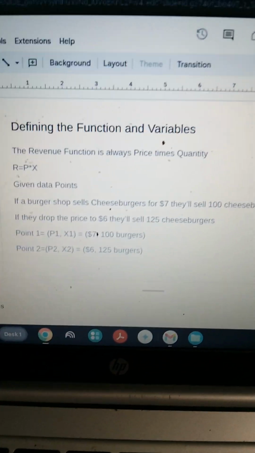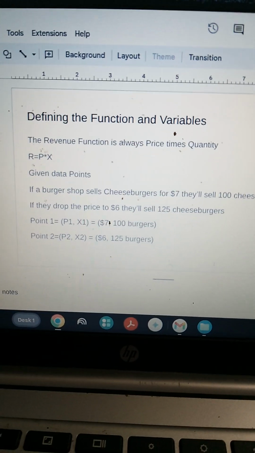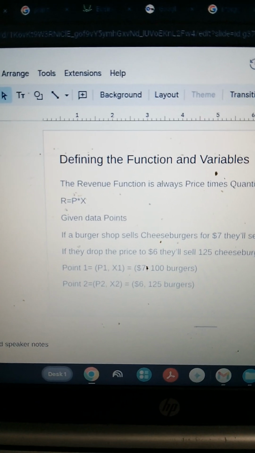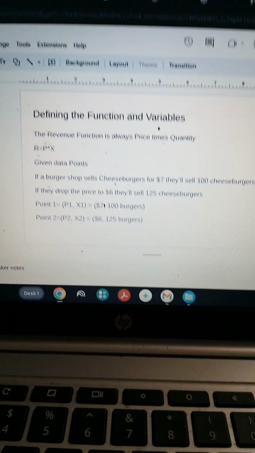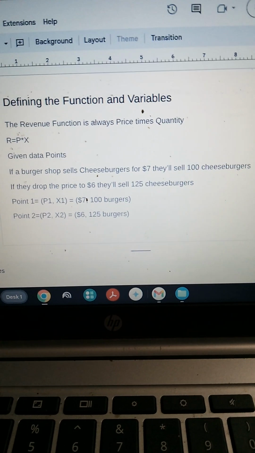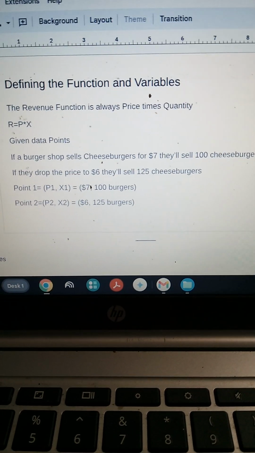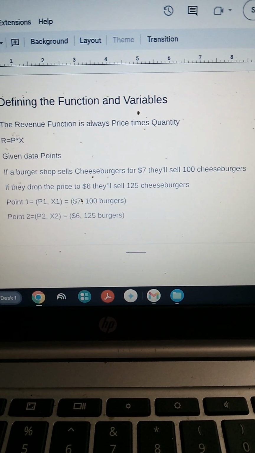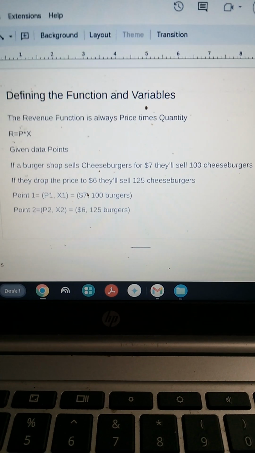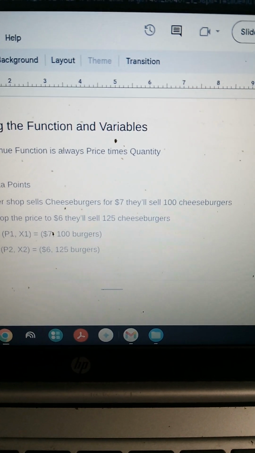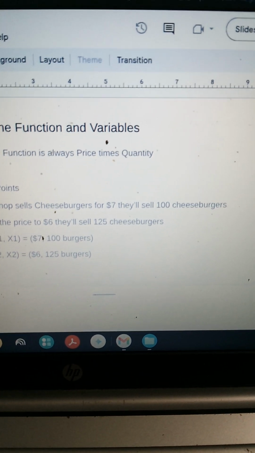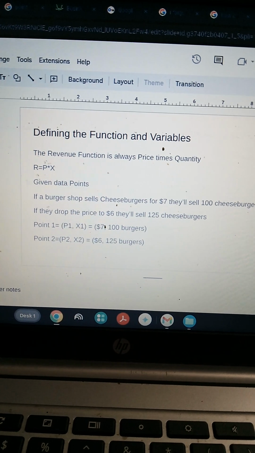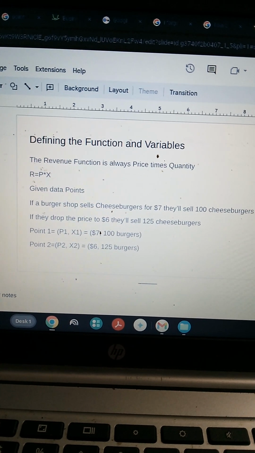First, what I did was define the function and the variable. The revenue function is always price times quantity. You can see it right here, R equals P times X. I put down the given data points. If the Burger Shack prices the cheeseburgers at $7, they'll sell 100 cheeseburgers throughout the day. If they drop the price to $6, they'll sell 125 cheeseburgers.